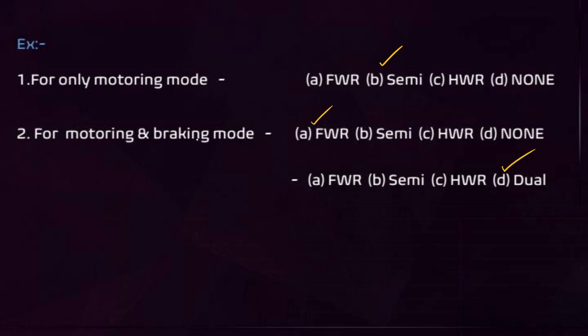For both motoring and braking mode, if the dual converter is not present, your answer is full wave rectifier. If the dual converter is present, don't select full wave rectifier, you have to select the dual converter for both motoring mode and braking mode. In the final session I will explain exactly what the dual converter is. But in this session I am mainly discussing only the semi-converter, so you have to concentrate.